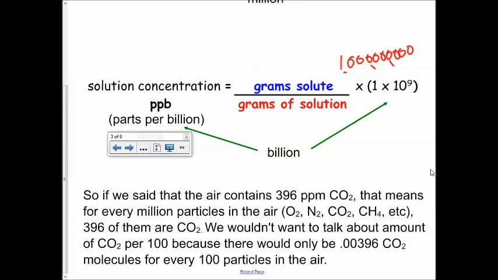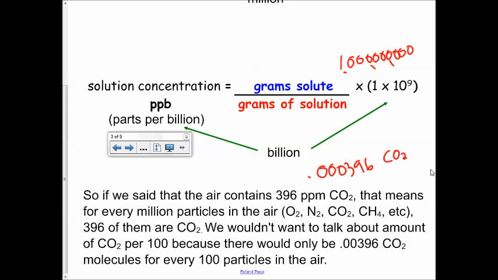And the reason that we do that is because if we talked about this as parts per 100, if I said for every 100 particles that are in the air, that would mean that I would be saying I have 0.000396 particles of CO2. Well, that's a really inconvenient way of saying it. So that's why we talk about things in parts per million.